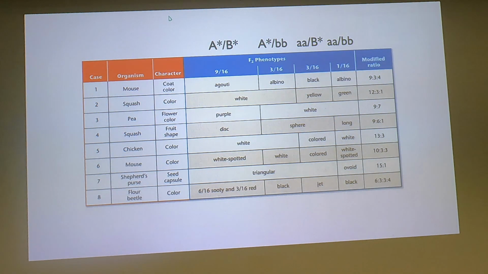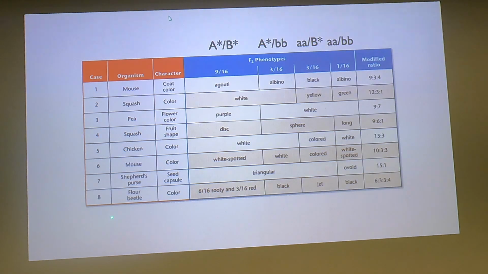Yeah, so this could be a lovely example of redundancy. If you're trying to make a triangular seed capsule, you've got two different genes that can do that for you, and you're only going to see them lapse into this ovoid shape if both of them fail on you. So that's as simple as just redundancy. That's what's going on here.